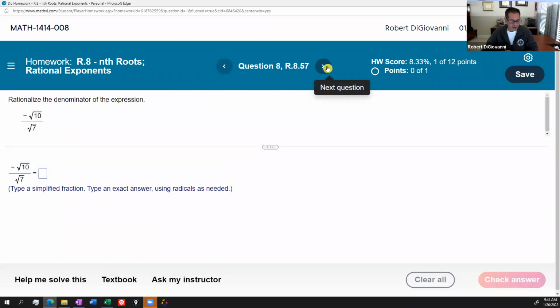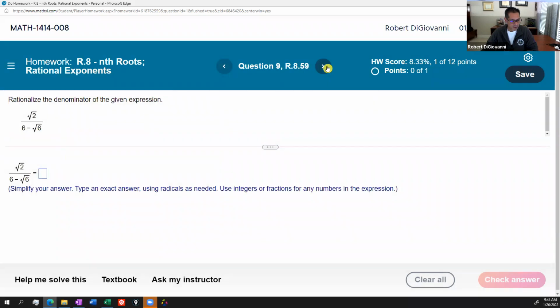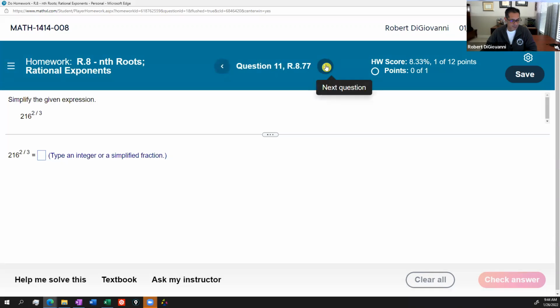There's not many more. Rationalize the denominator. We did one of those. Rationalize the denominator. We did one of those. That's where you do the conjugate. That we've done. A number to a fractional power. We talked about that in the beginning, right? What does this turn into? We did an example of that. And that's it.